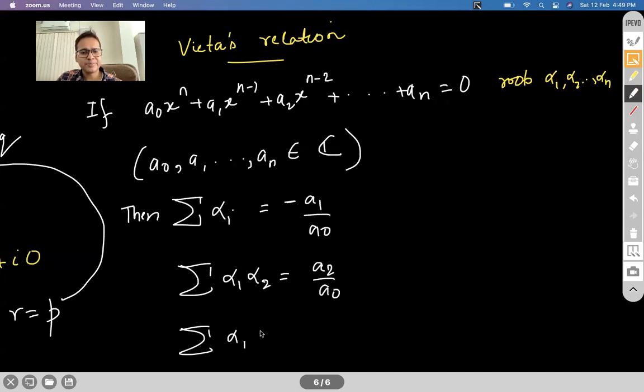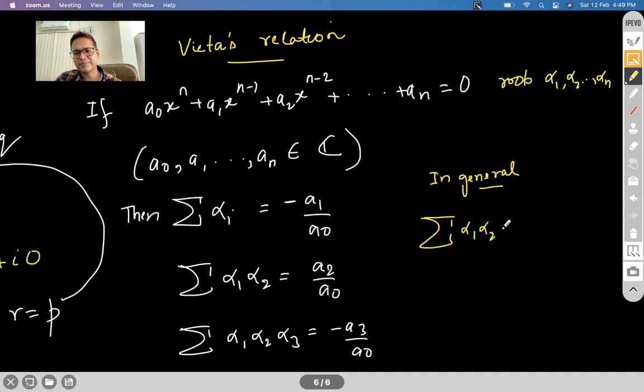Product three at a time will be minus a3 by a0. Okay. So in general, if you take the sum of product k at a time, this sum will be minus 1 to the power k ak by a0.